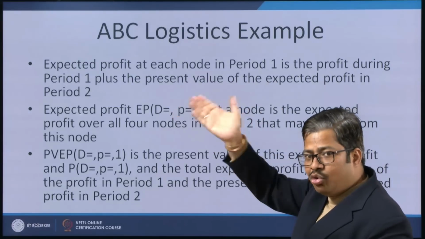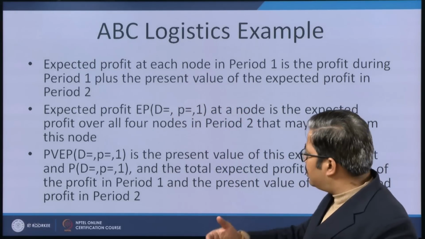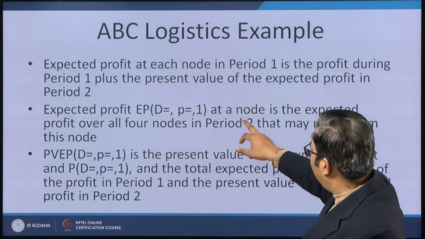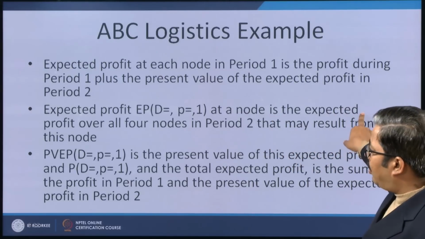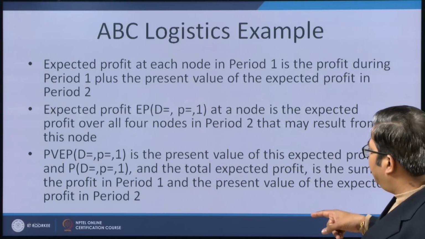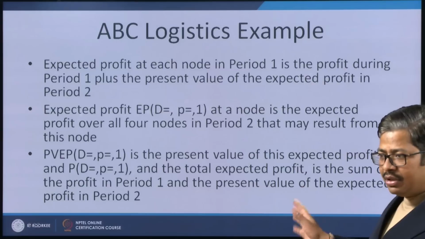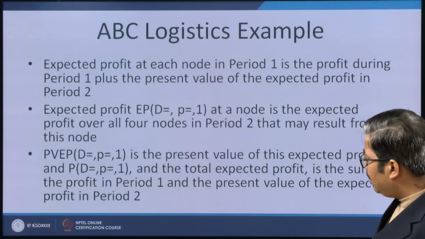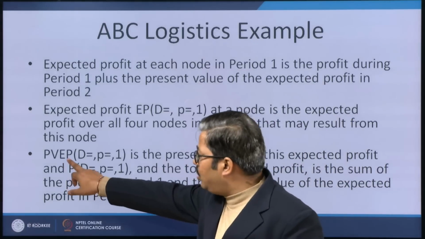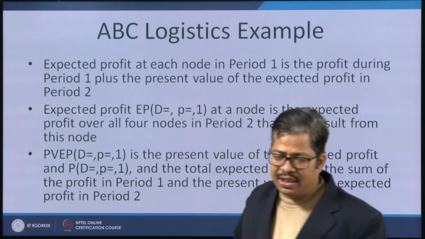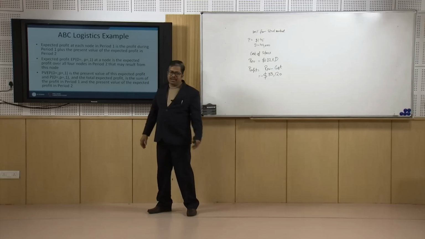If you go back to your notebooks and see the decision diagram, at a node is the expected profit over all 4 nodes in period 2 that may result from this node, that we already explained. Then present value of expected profit. The next thing is present value of expected profit.